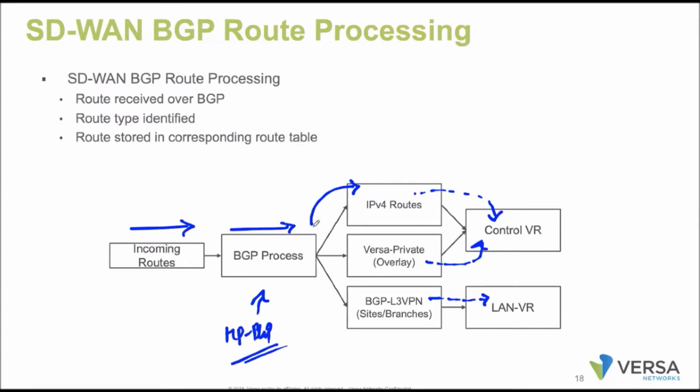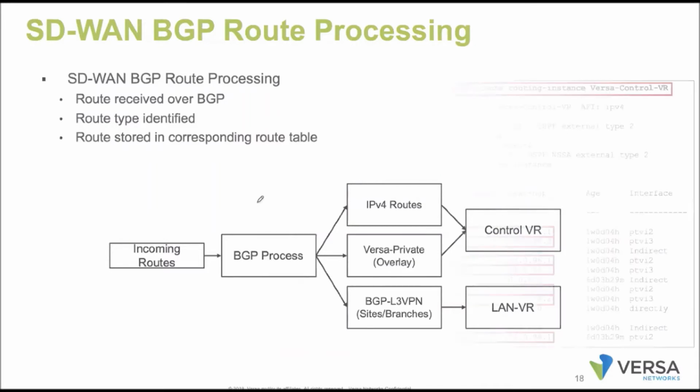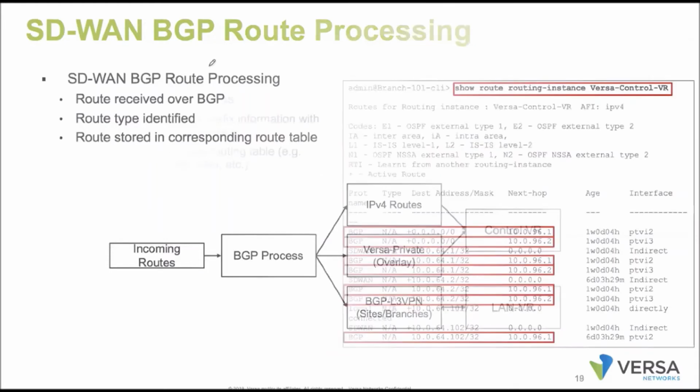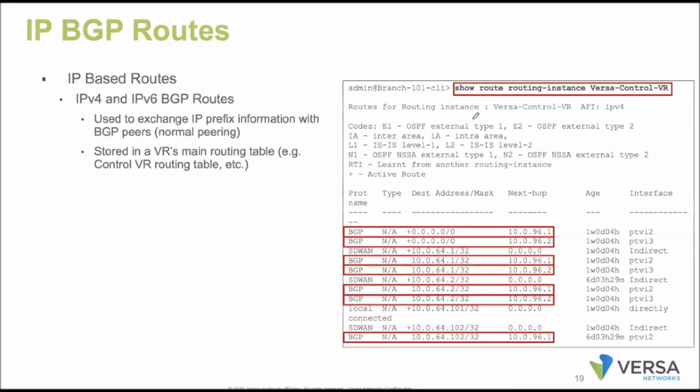At the receiver end, based upon the protocol family, it places the routes in the respective routing instances. Either it is going to be placed in the control VR or in the LAN VR. So if I go and verify the routing tables here, this is very important. How many routing tables do we have on Versa appliances? Like what we discussed, there is a transport VR, a control VR, and a LAN VR.